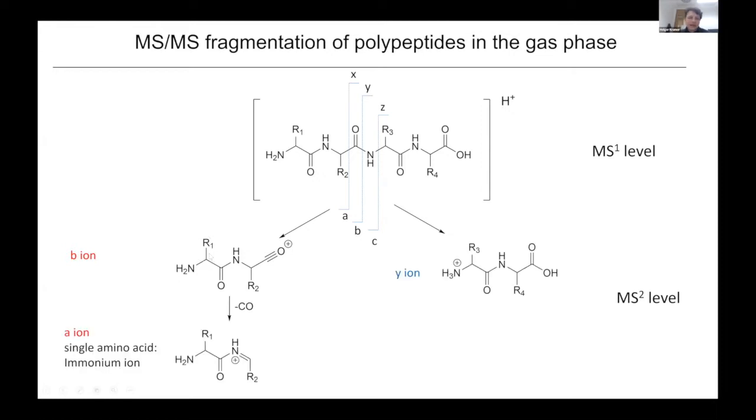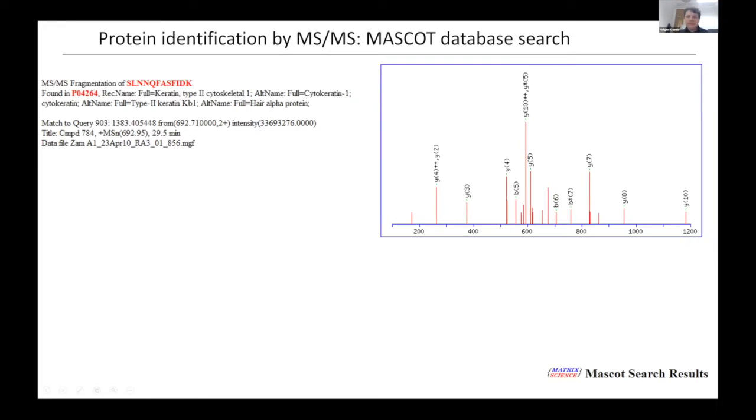Now, the B ions can undergo further degradation and lose a molecule of carbon monoxide, and then they convert into an A ion. And the C-terminal fragment here, the Y ion, is shown on the right-hand side. Essentially, any data at the intact level before fragmentation is called MS1 level data, or also survey scan data. And any data that is produced through this process of fragmentation is called MS2 level data, or fragmentation level data.